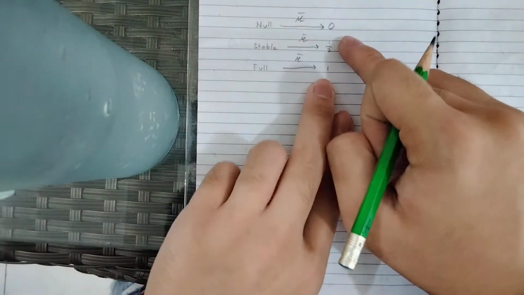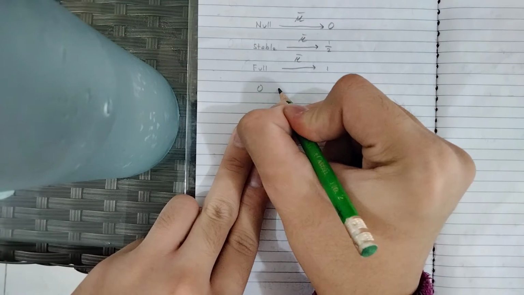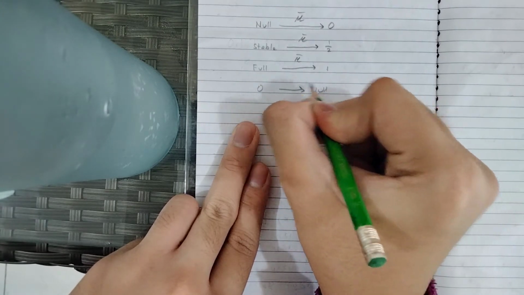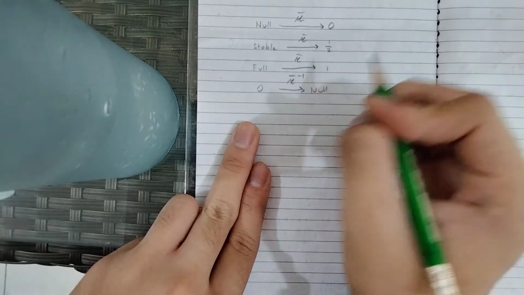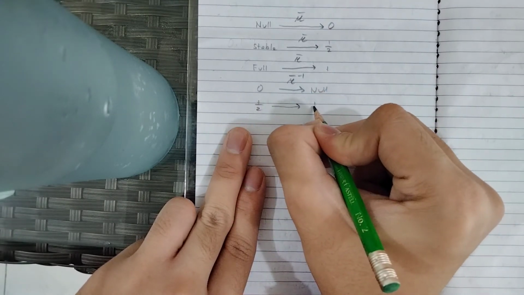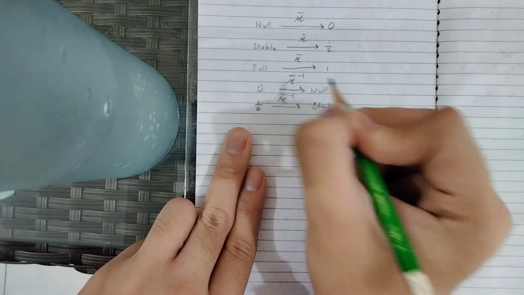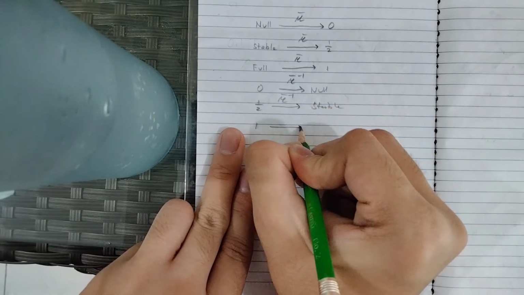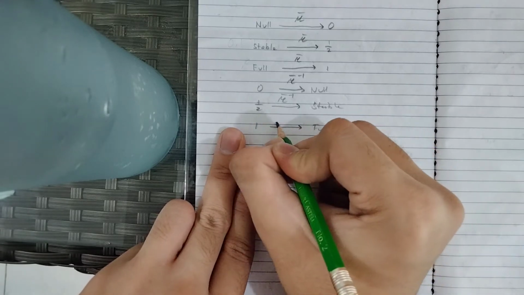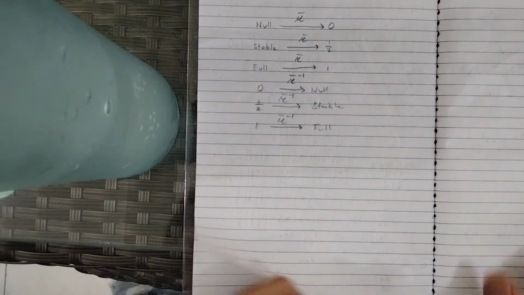And we can flip and reverse and take the inverse of mu bar to map 0 onto null, so mu bar to the minus 1, and 1/2 to stable by mu bar to the minus 1, and 1 onto full by mu bar to the minus 1. So it maps it. And just so you know, map is the same as function.